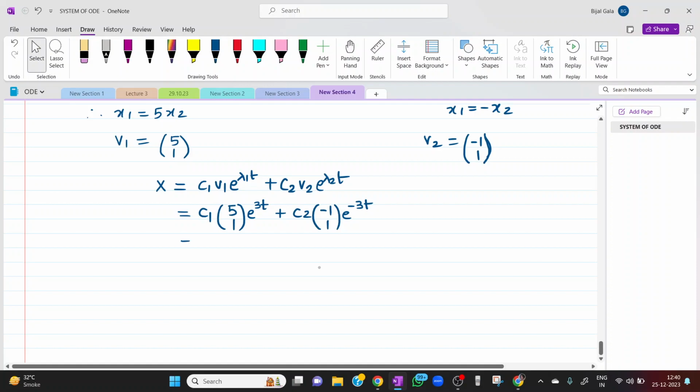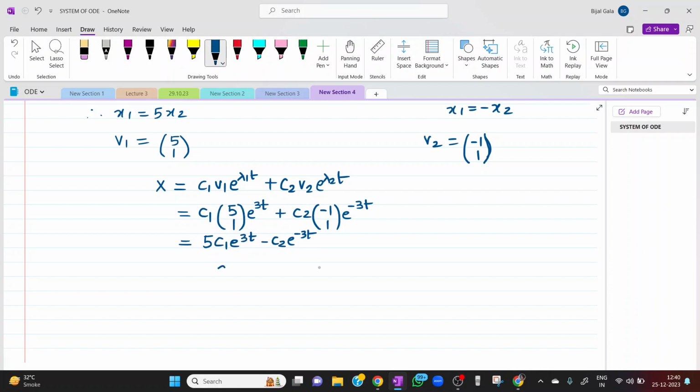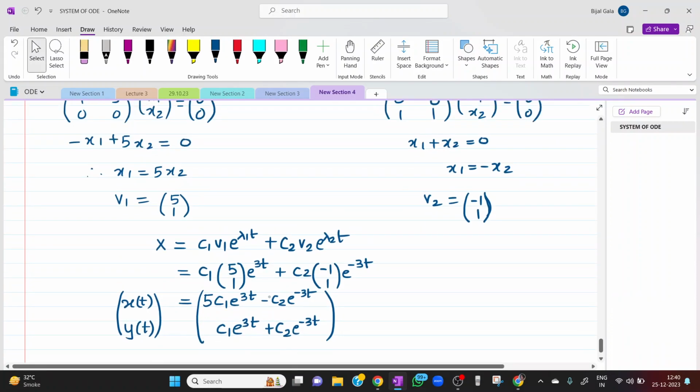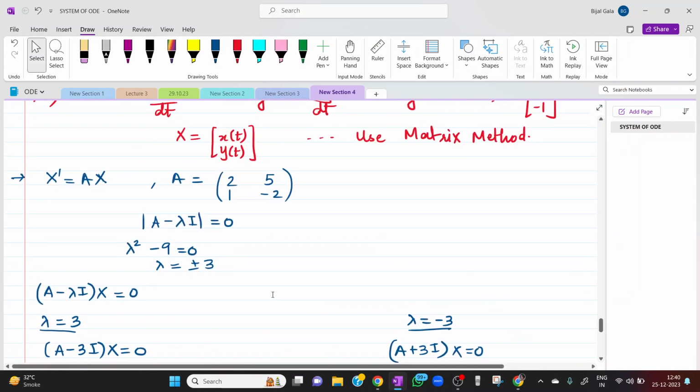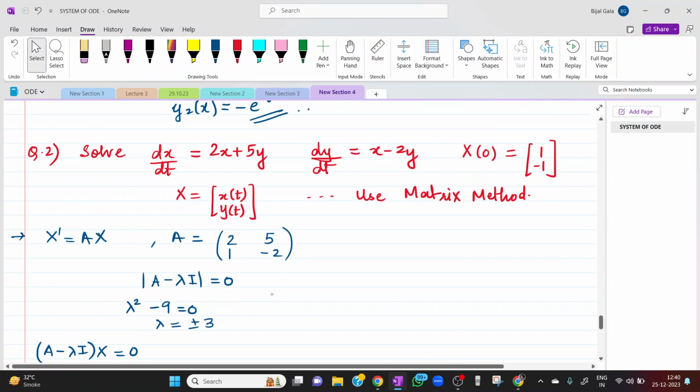Now this gives me 5C1 e raised to 3t minus C2 e raised to minus 3t as the first one. And second one, C1 e raised to 3t plus C2 e raised to minus 3t as the second one. This is your solution for x of t, y of t. There is an initial value condition given in the question, which says x of 0 is equal to plus 1 and minus 1. We need to use that.